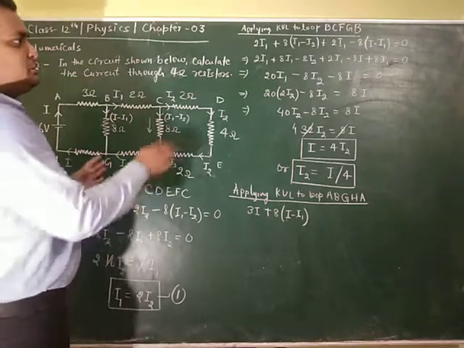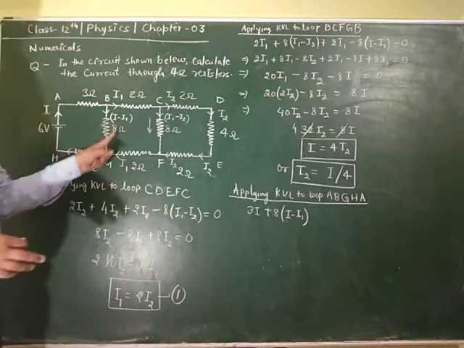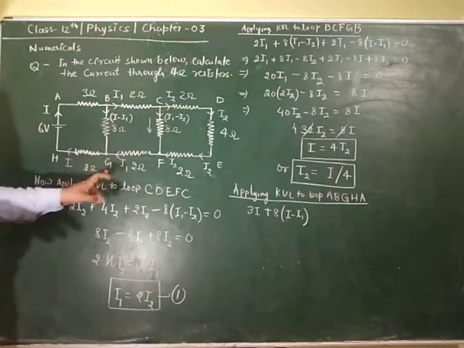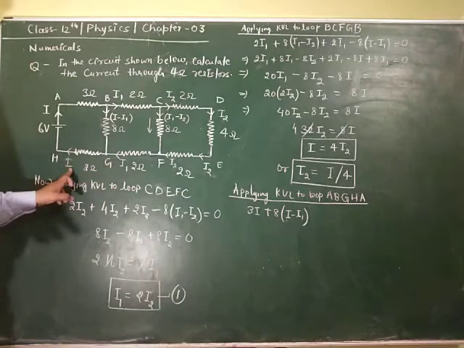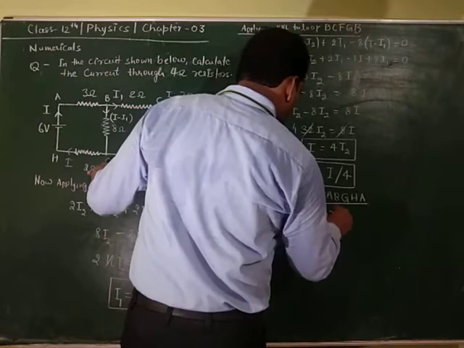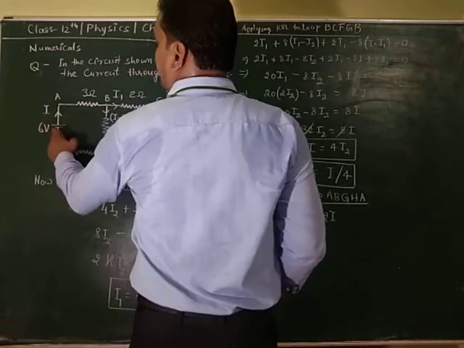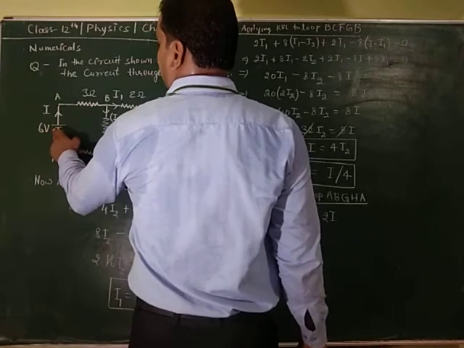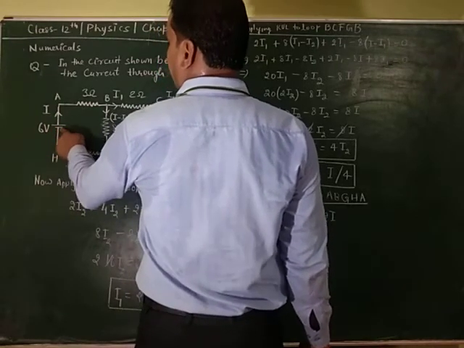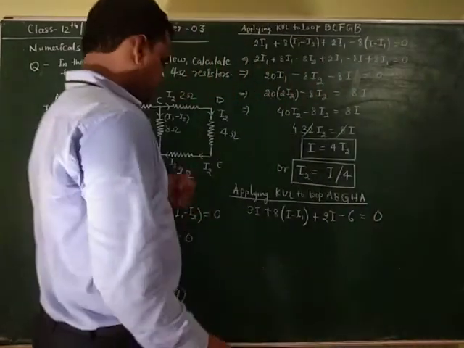And we are doing all this according to the sign convention. That is why I have taken it here. So here 8 into it is done. From G to H, which current is moving? I into 2, plus 2I. And H to A, which terminal do you get first, negative or positive? Negative. So minus 6 is equal to 0.